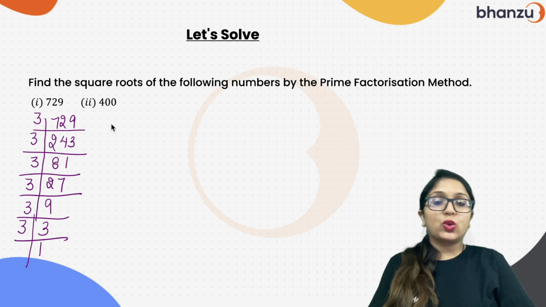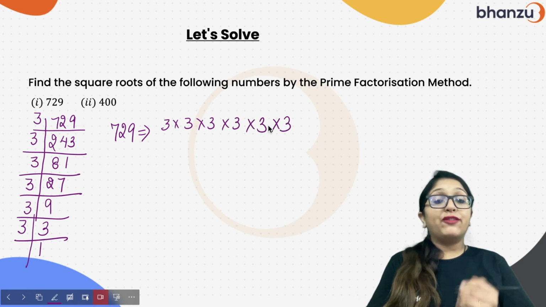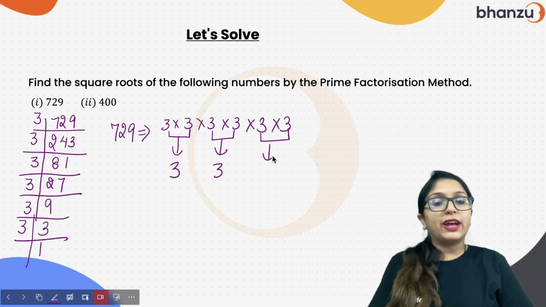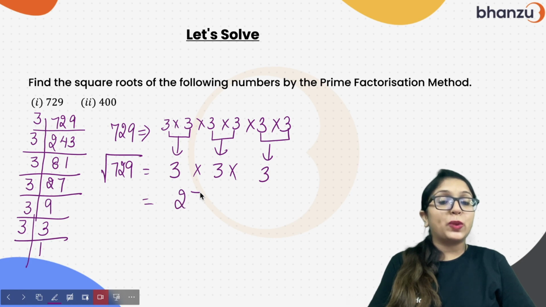So now we can quickly write the prime factors that I am getting. 3 times 3 times 3 times 3 times 3 times 3, and we know that we can make the pairs over here, right? So we can make the pairs quickly, and we have 3 pairs, and we are going to pick one number from here, one number from here, one number from here, and then this is going to be the square root of 729. Now if we multiply, then we are going to get 27. I hope this is clear.